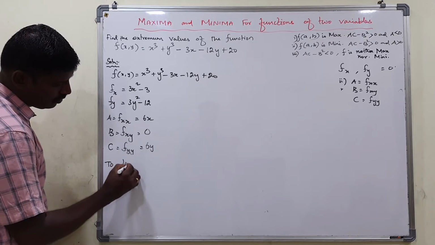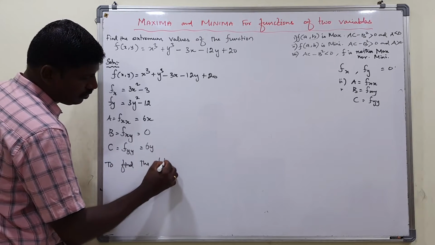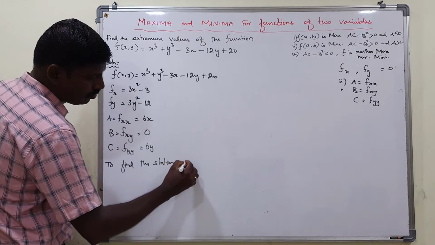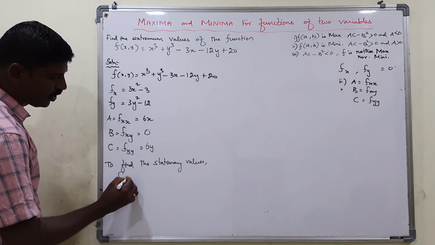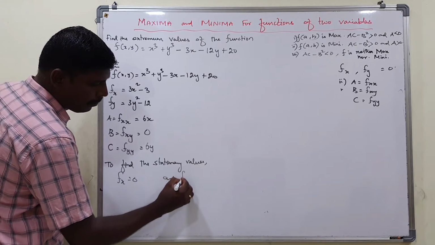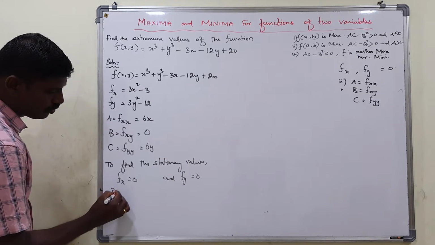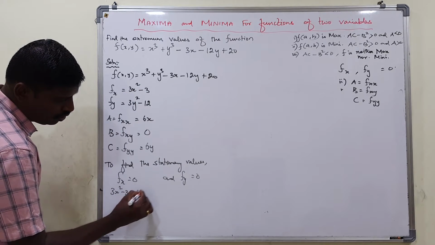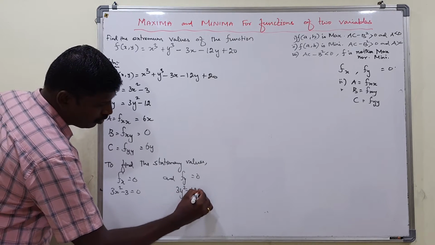To find the stationary values, equate fx equal to 0 and fy equal to 0. What is fx? 3x square minus 3. So 3x square minus 3 equal to 0. Same like that, 3y square minus 12 equal to 0.